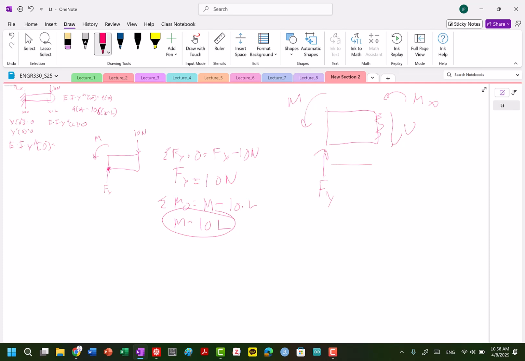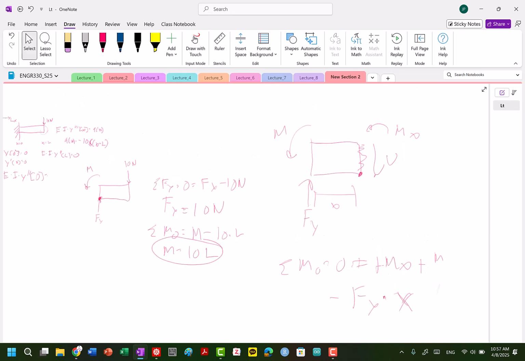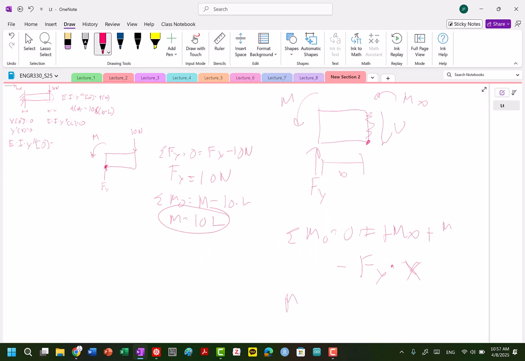I'm going to do the moment from right here. There's some distance here, x. I am going to say there's no moment from this V, so my sum of the moments at that origin must be equal to 0. So it's going to be equal to plus M(x) plus M, because they're still going counterclockwise, minus F of y times x, because we have to flip our direction. So we're left with an expression that my bending moment M(x) is going to be equal to minus M plus F of y times x.